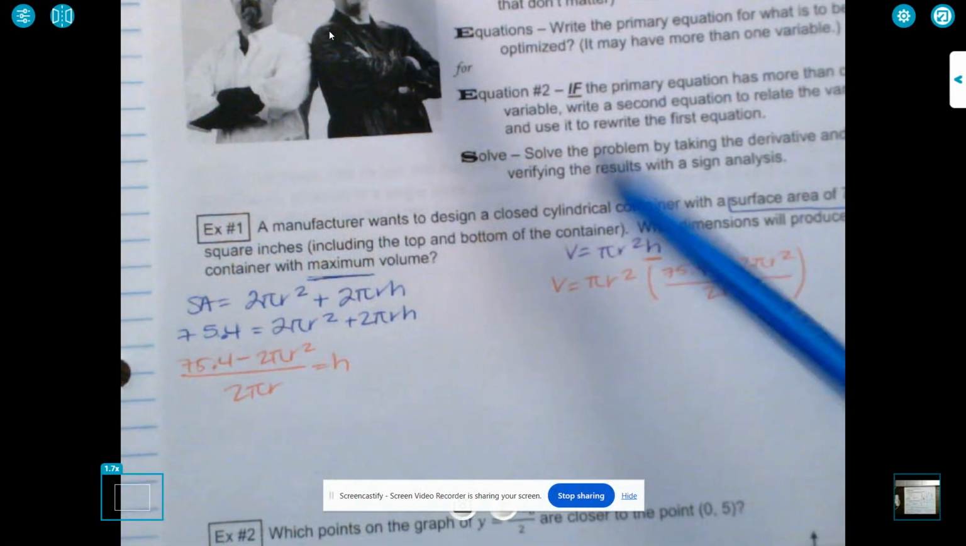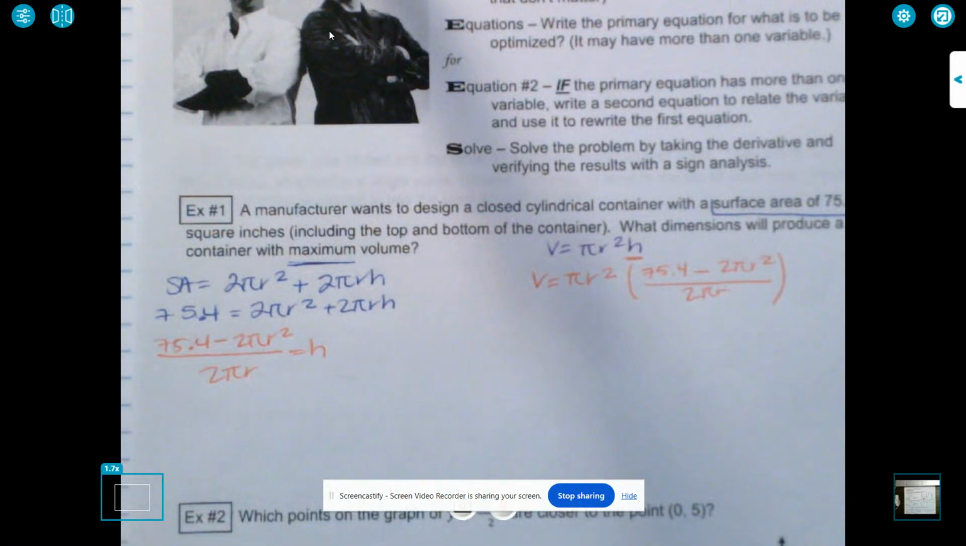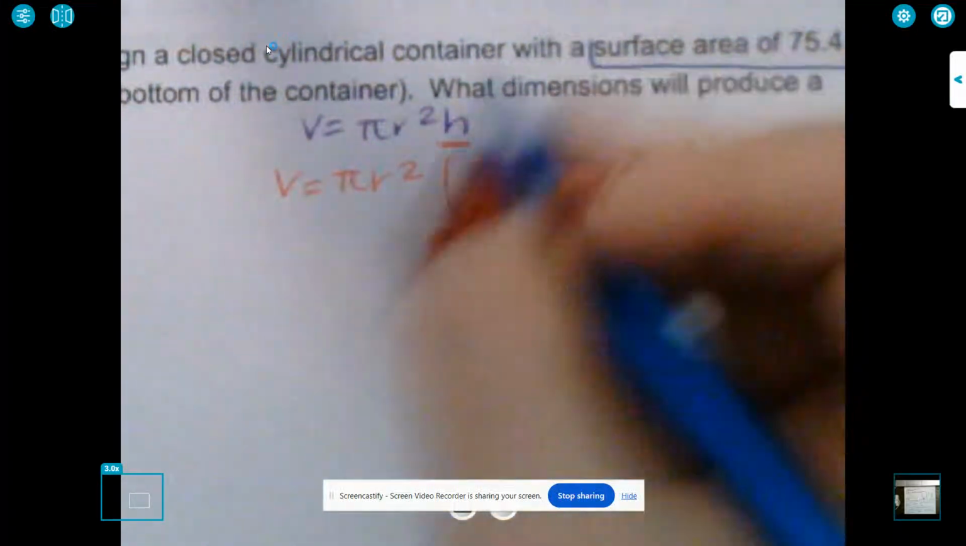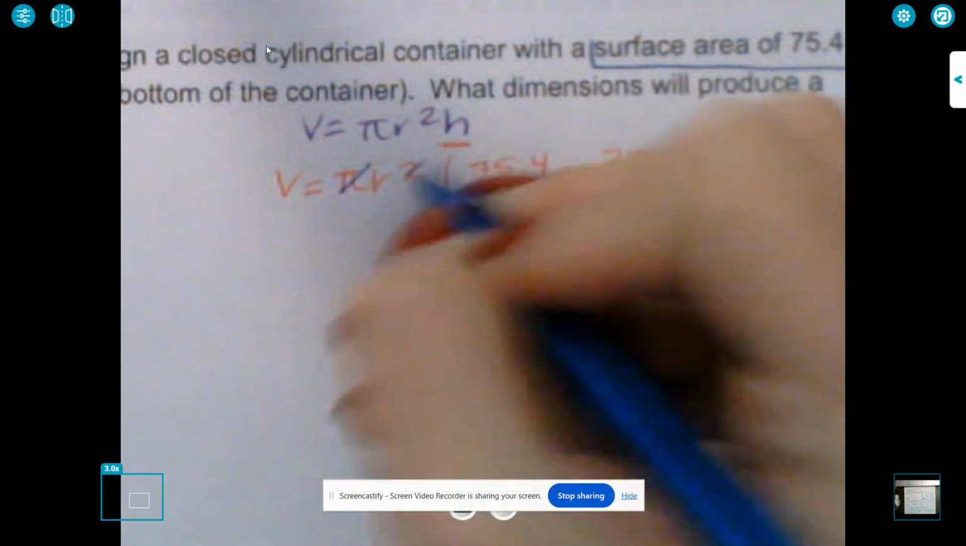Okay, and if we simplify this down, and I'm going to do that relatively quickly, but if you simplify this down, you're going to see that the pi's will cancel, one of these r's will cancel.